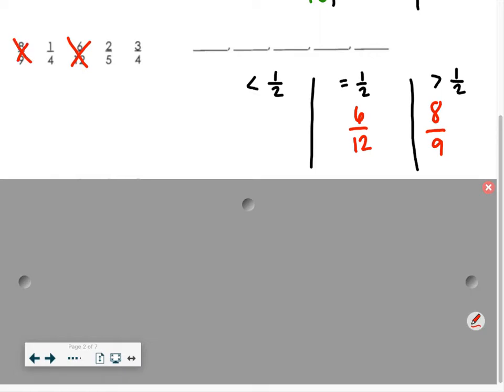Okay, let's move on to 1/4. What's half of 4? 2. Thank you. Hopefully you know that. If I have 1 then, is that going to be less than or greater than a half? Less than, right? Because 1 is less.